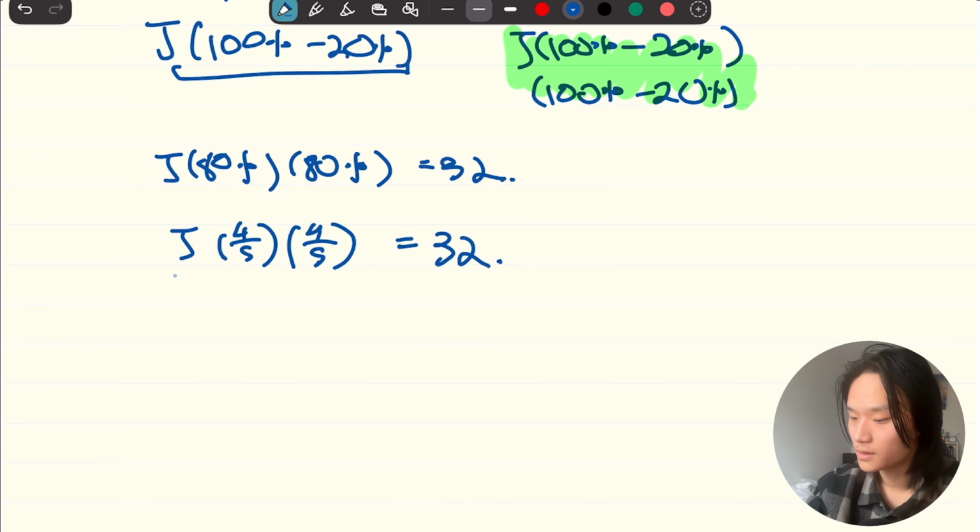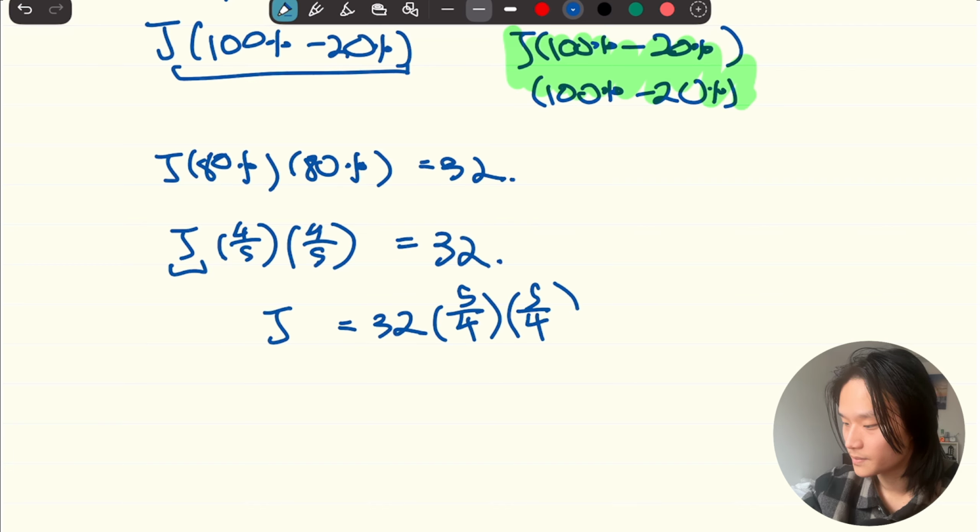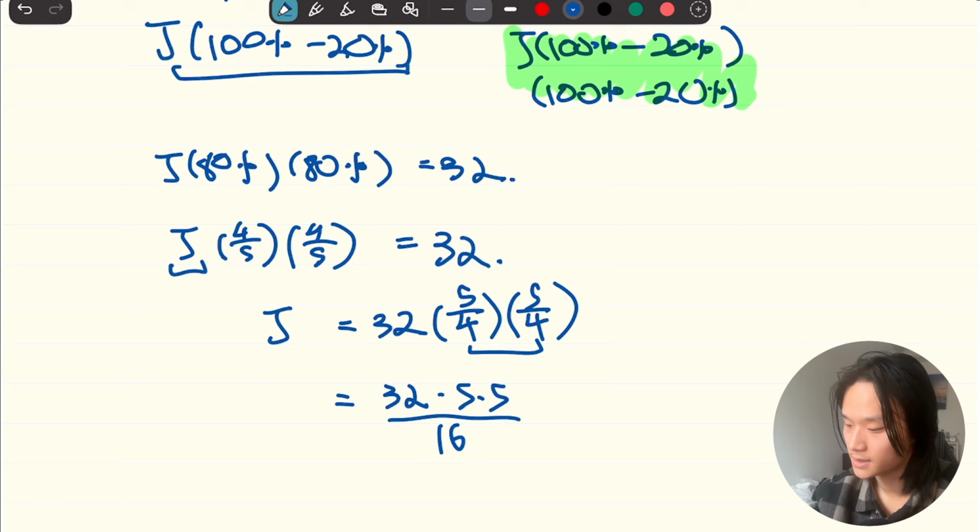So we want to know what J is. Well, all we have to do now is to put all those fractions to the other side. So we flip them. We now have 5 divided by 4 and then 5 divided by 4. So 4 times 4, that is 16. So we have 32 times 5 divided by 16.